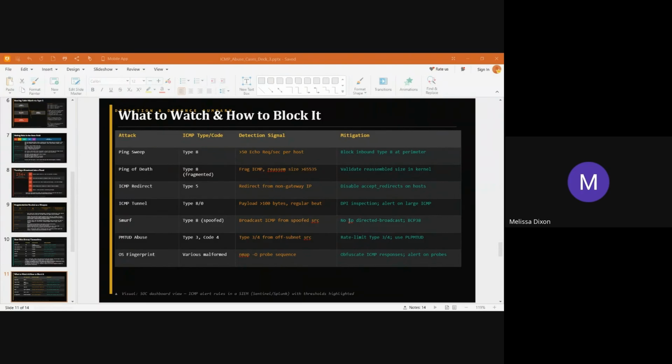So, structural recommendations. The emphasis I'm going to put is on these four. Separate ICMP policies for perimeter versus internal, because they are different threat models. Anomaly-based detection, not signature alone, because signatures alone miss tunneling and PMTUD abuse. And then host-based hardening: disable accept redirects, enable PLPMTUD, and log ICMP, because most shops don't. That's the biggest gap, to log the ICMP.